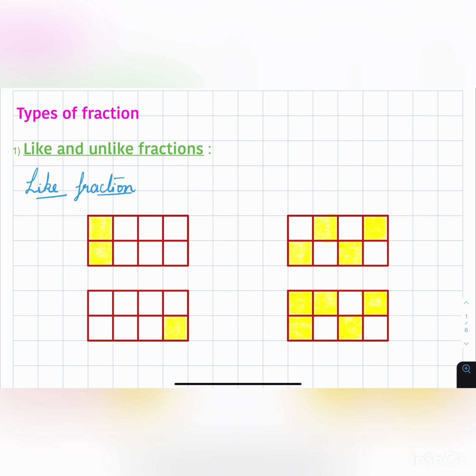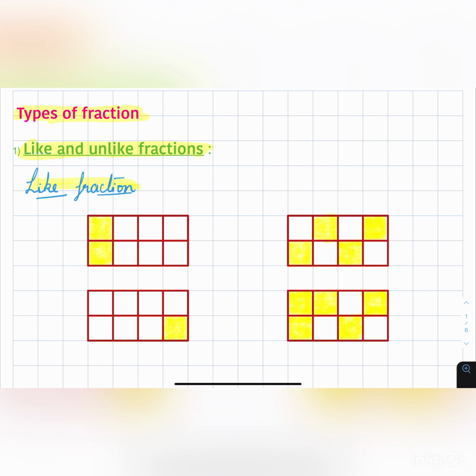I am going to cover types of fractions in this video. In that, the first pair I have taken is like and unlike fractions. So let us start. To understand like fractions, I have taken 4 pictures and each picture has 8 squares.